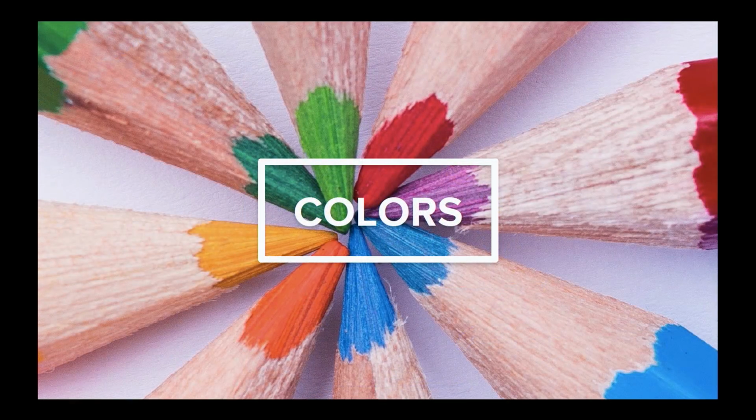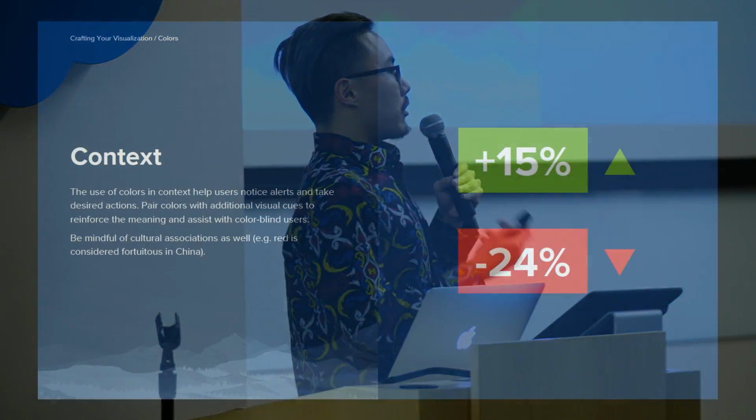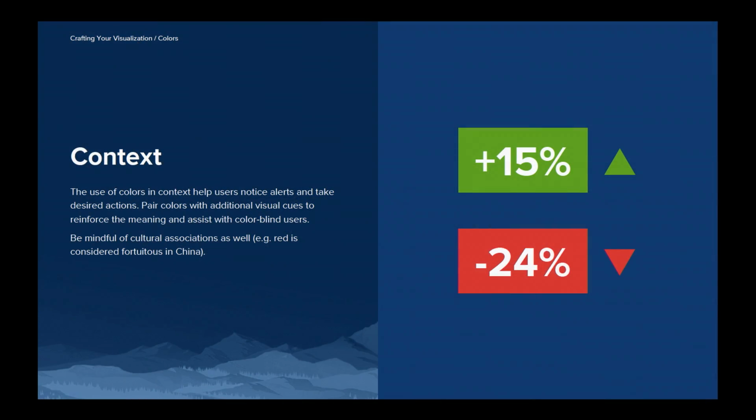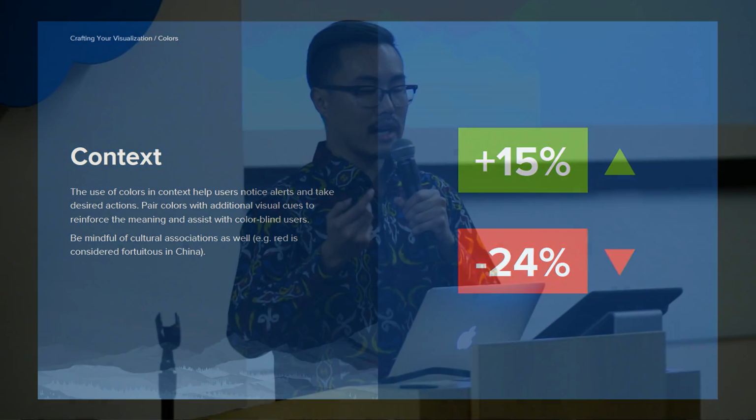And I'm going to touch on a couple of themes around colors, and a couple of things that you need to keep in mind when dealing with colors in your visualizations. First, context. Color is a very effective way to bring attention to things, right? If something is green, then it's going up and it's positive. If something is red, it's negative, it's going down. You gotta pay attention to that.